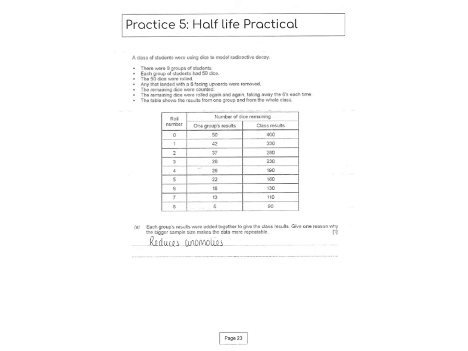The table shows the results from one group and from the whole class. Each group's results were added together to give the class results. Give one reason why the bigger sample size makes the data more repeatable. And the answer is because it reduces anomalies.